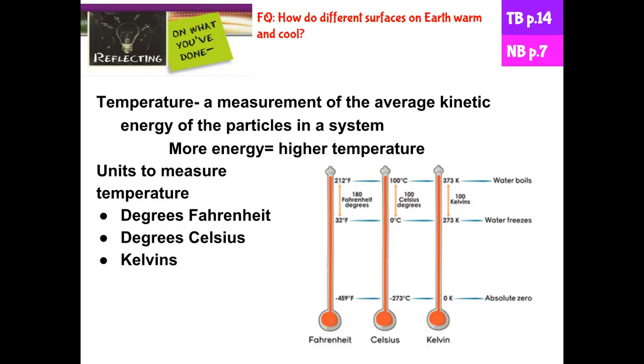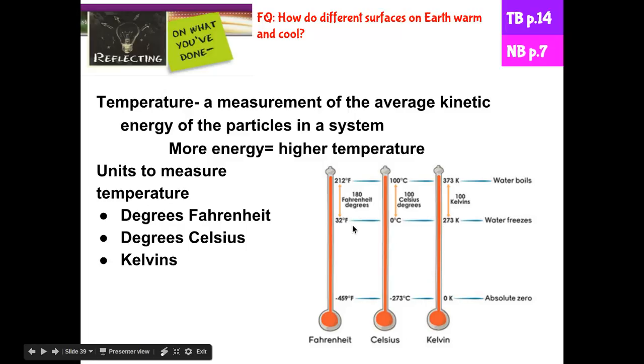Vocab word temperature. Temperature is a measurement of kinetic energy in the particles. The more energy, the higher the temperature. And there are 3 different units to measure temperature. The first is degrees Fahrenheit. That's what you're used to. Degrees Celsius is what we did for our lab. And then finally, Kelvin. Kelvin's one. So if you look to the right here, it shows you how the different numbers would be equal.